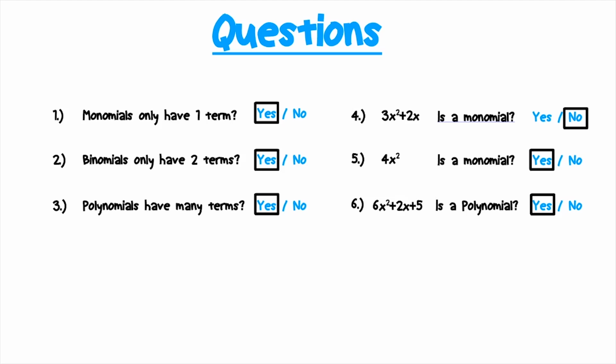4x squared is a monomial. True, it is. It's only got one term and that's it. 6x squared plus 2x plus 5 is a polynomial. Yes, that's true, because it has many terms. It has three terms, but it can have many more if it wanted. If it had 4 terms, it would be a polynomial. If it had 5 terms, it would be a polynomial. So yes, this is correct.